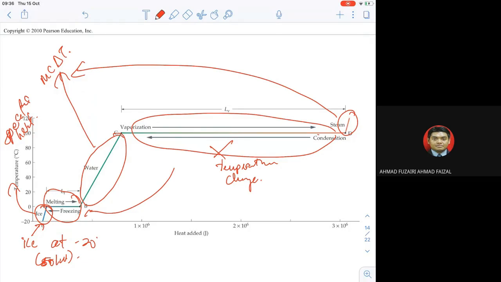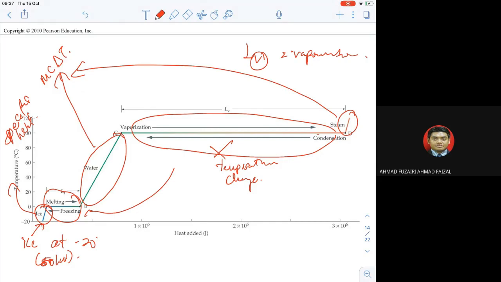So okay, we have LV. V apa? Vapor. Okay, latent heat of vaporization. Apa maksud vapor? So vaporization ni, maksud dia daripada water nak jadi kepada gas. Vaporization. So dia berubah daripada liquid kepada gas.